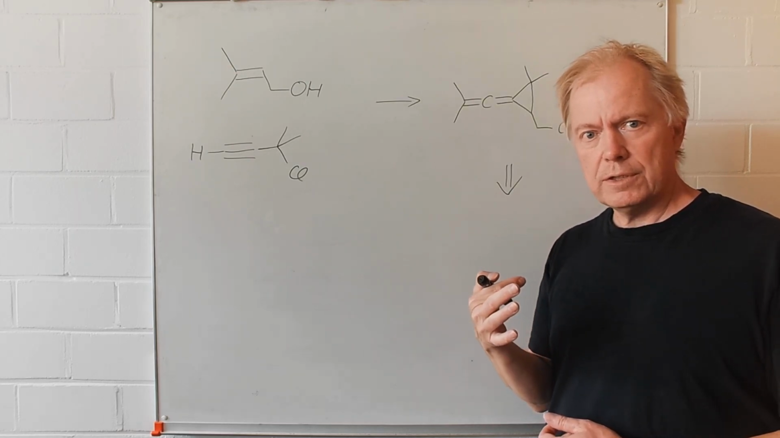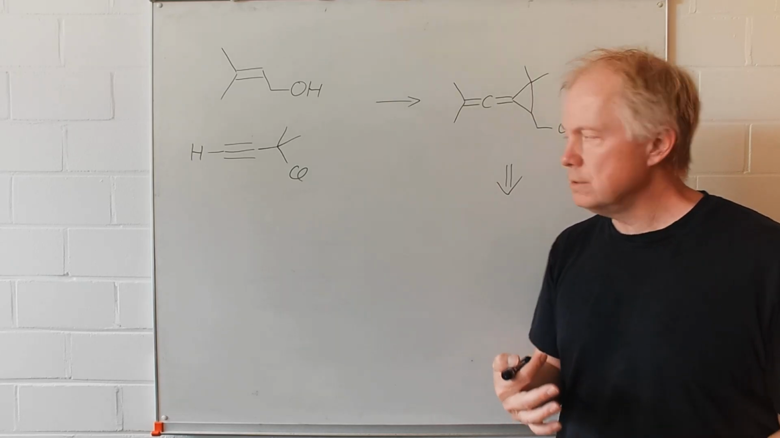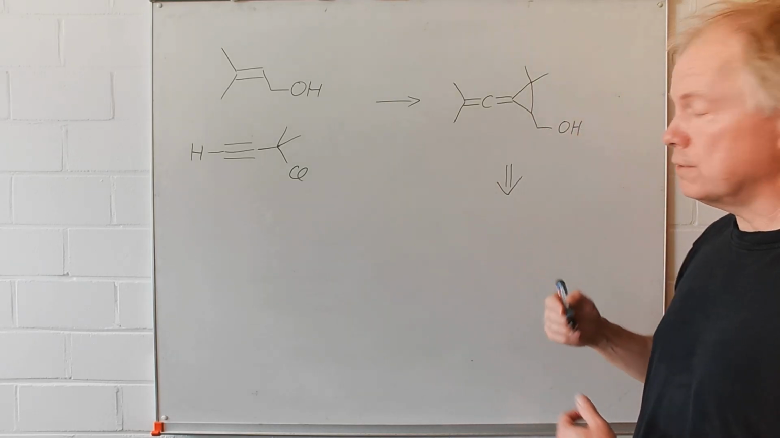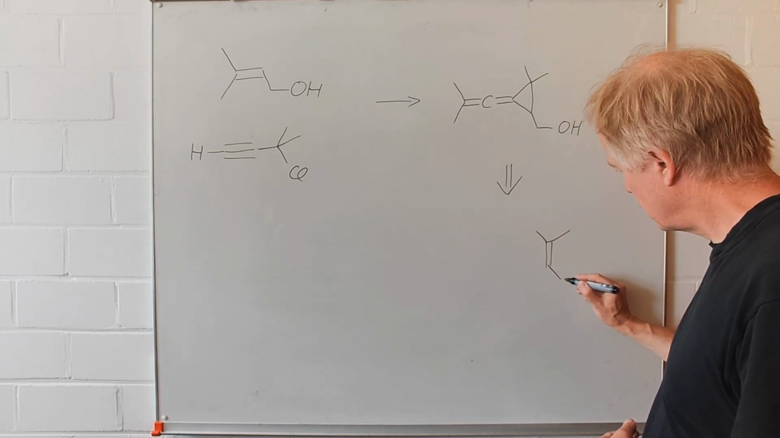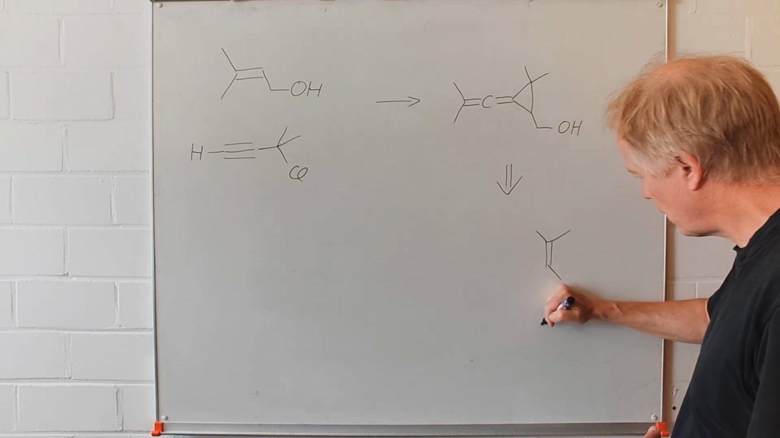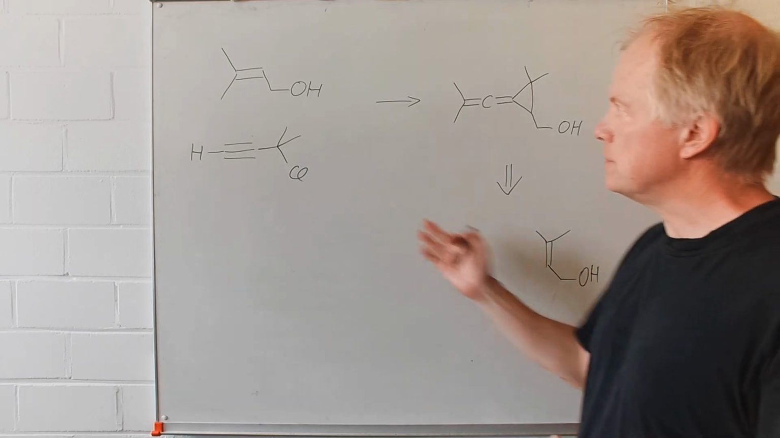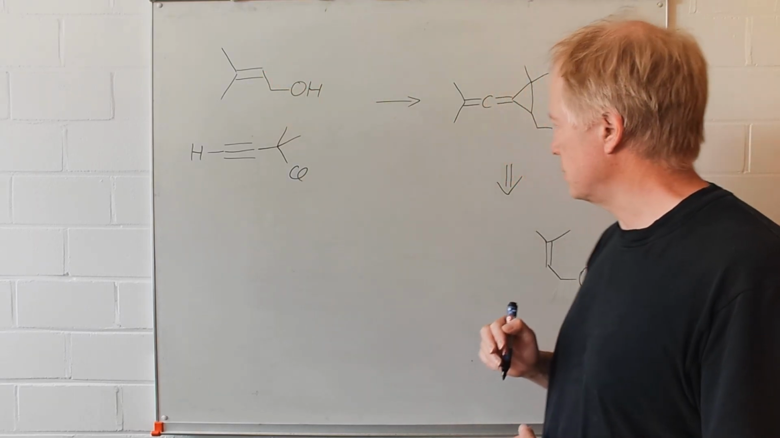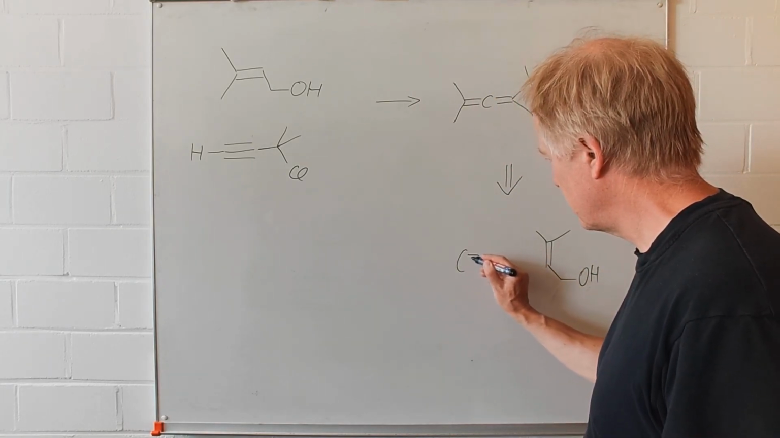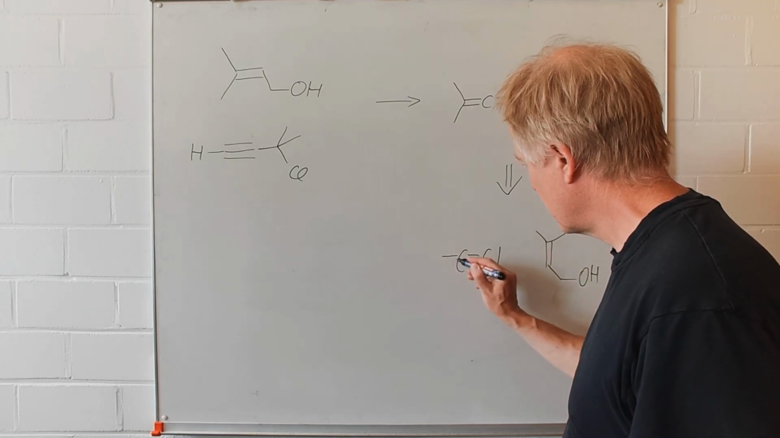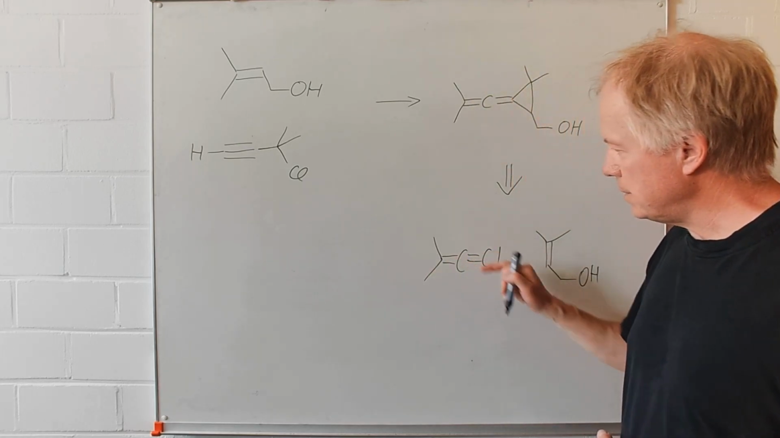cyclopropanation we often can achieve by reaction of a carbene with an olefin, and the olefin would be this allylic alcohol. Indeed, this is one of the two starting materials. And on the other hand, we need such a carbene at an allene system.